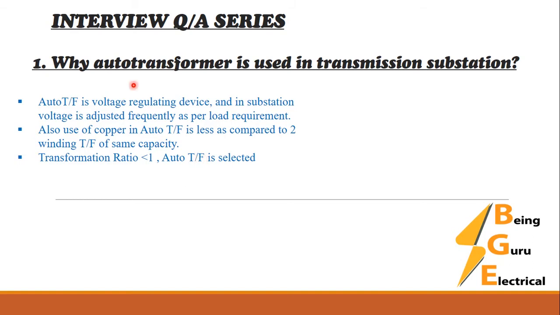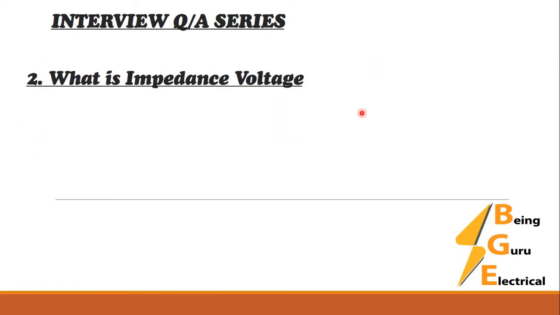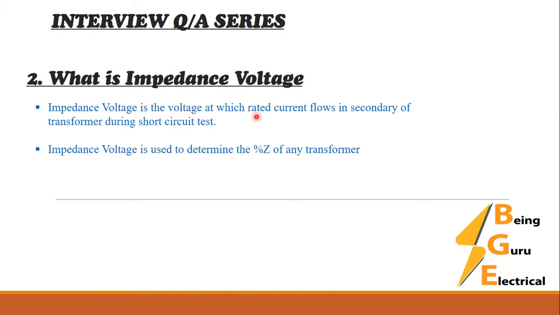Next, question number 2, we have: what is impedance voltage? Impedance voltage we already discussed in the percentage impedance calculation lecture. I will give the link here, so you can check if you didn't. Anyhow, impedance voltage is the voltage at which rated current flows in the secondary of a transformer during the short circuit test. What we do in the short circuit test is we short the secondary of the winding and we apply voltage at the primary, and as we increase the voltage at the primary, at one point the rated secondary current flows in the secondary winding. The voltage at which rated current flows in the secondary, we call that the impedance voltage, and this is very important in the calculation of percentage impedance of any given transformer.